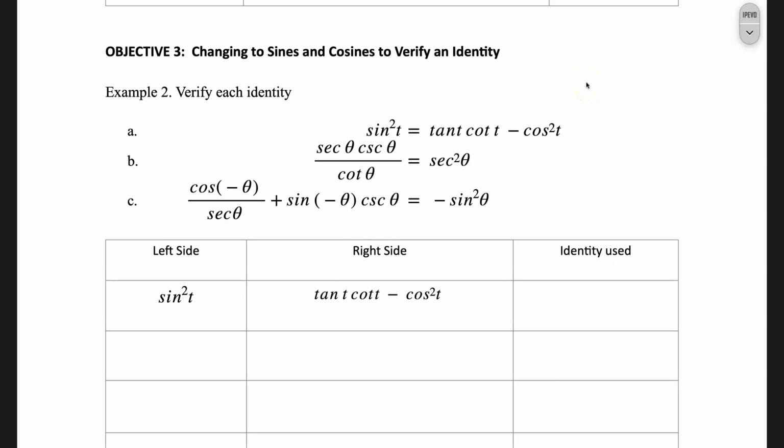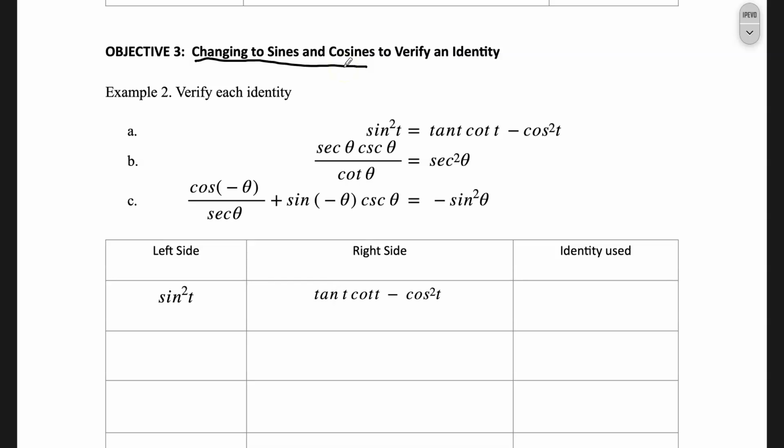Alright, so with that third proof, we move on to our objective 3, which is changing sines and cosines to verify an identity. Or I should say changing to sines and cosines to verify an identity. So this is, I think, one of the most versatile methods of solving proofs.